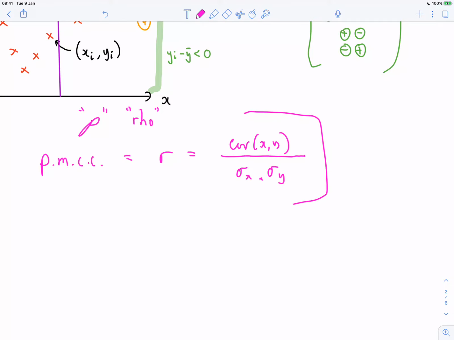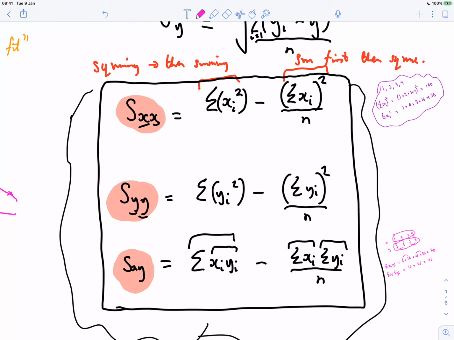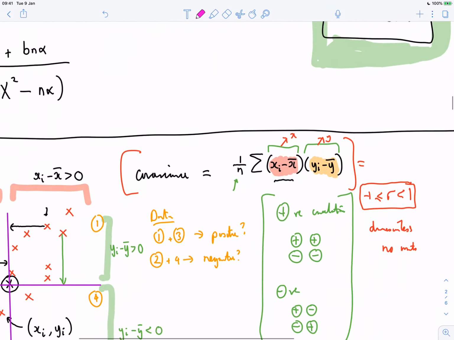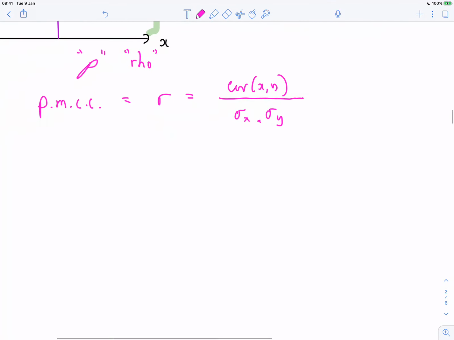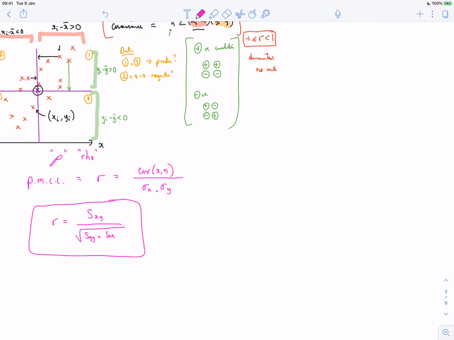You said that you were going to give me R in terms of this thing up here, in terms of Sxx, Syy, Sxy, and all that stuff. Well, I'm going to give it to you now. R is the same as Sxy over the square root of Syy times Sxx. Bingo. Now, can you see why that's the case?